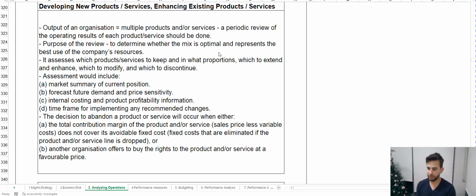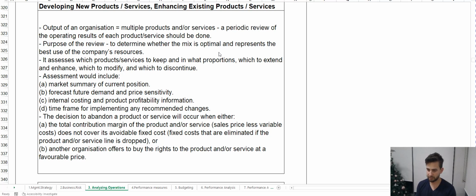So this assessment just looks at the products to keep and in what proportions, and which to extend, which to enhance, which to modify, which to discontinue. So the air conditioner we might discontinue, but if you've got one product that's doing really well, maybe we want to extend it into a different market, maybe we want to modify it, expand on it a little bit more. So the assessment of doing this would involve the following.